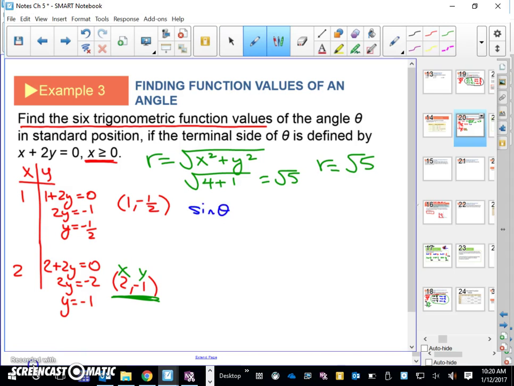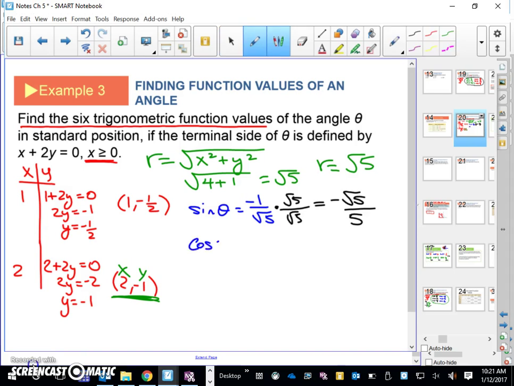Sine theta. Sine goes with y, so we're talking about y over r. So we've got negative 1 over the square root of 5. Now, MyMathLab is not going to let you type that in, because you're not supposed to leave a square root on the bottom. So remember how to get rid of that square root on the bottom. Let's multiply by square root of 5 over square root of 5. That gives me negative square root of 5 over square root of 25, which is 5. There's my first trig function value.